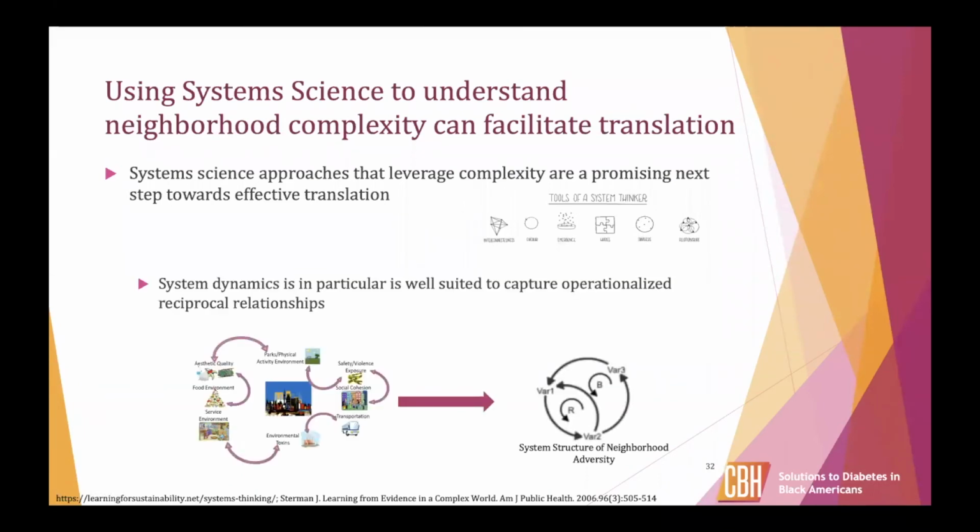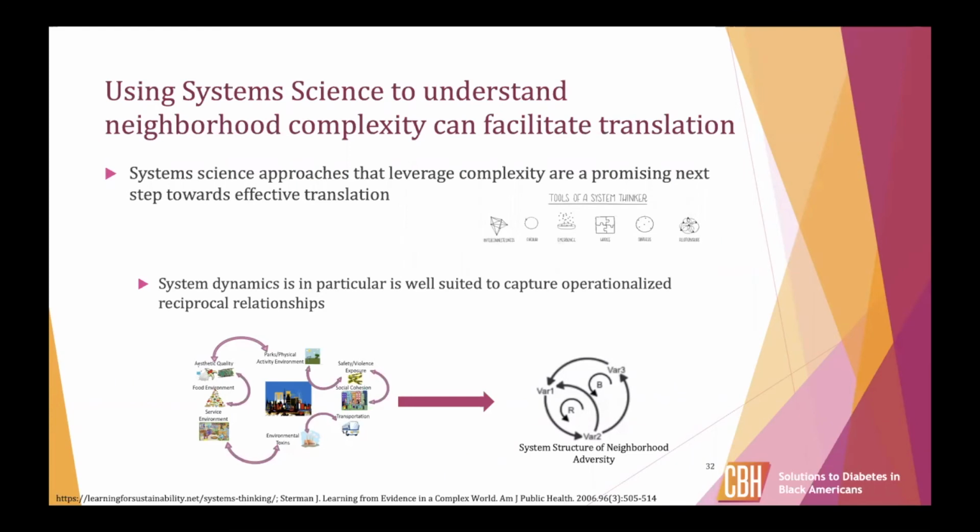And so in particular, system dynamics is well suited, and of course there's a typo, but system dynamics is particularly well suited to capture and operationalize these reciprocal relationships, because there may be dynamic relationships in which the presence of parks in a certain neighborhood environment may act as a social space to increase social cohesion, and that social cohesion may feed back into the ability for women to use those parks, beyond social capabilities, for physical activity or other recreational beneficial activities.